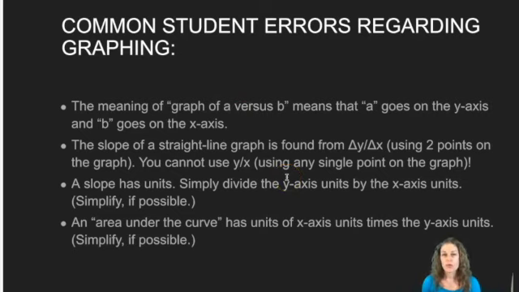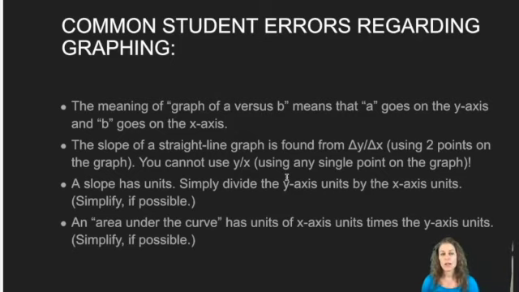When you calculate slope, you must use 2 points. You may not find slope by y over x. It's delta y over delta x. It's the change in the y coordinate over the change in the x coordinate. And on the same note, the slope has units. If it's change in y over change in x, then it's your y units divided by your x units. So that's an easy way to see the meaning of the slope of that line.